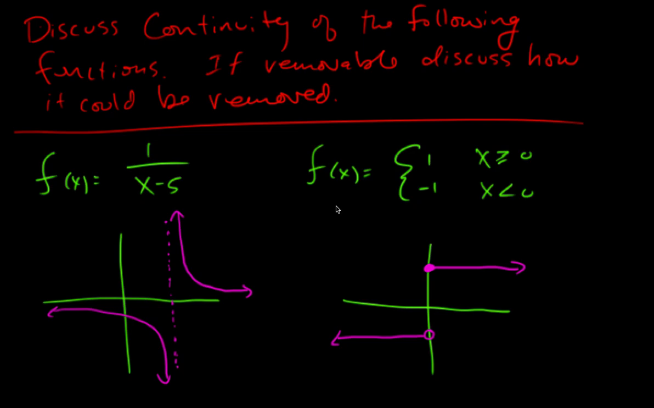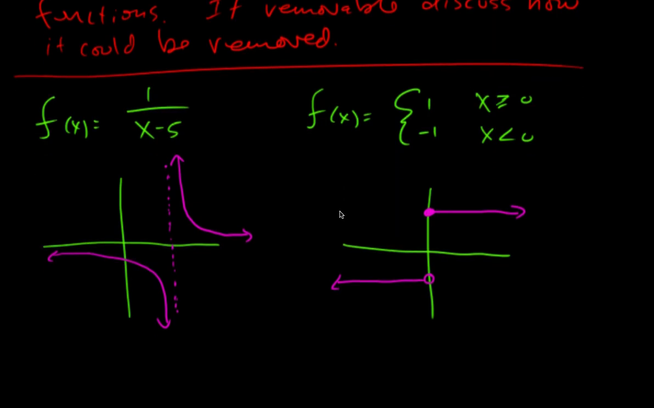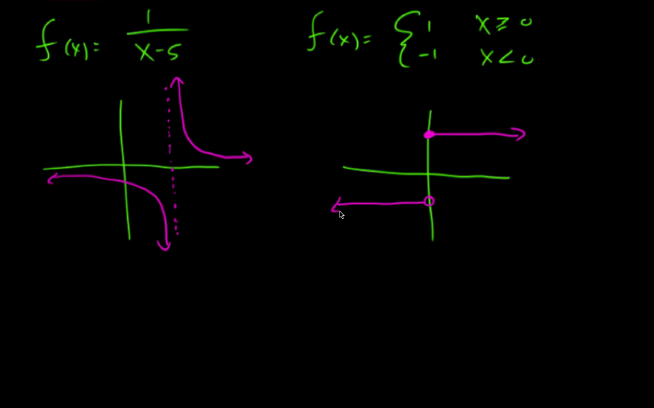So in this problem, we're going to discuss continuity of the following functions. If they're removable, we'll discuss how it could be removed. So on the first one, we have 1 over x minus 5. I've drawn the graph of that, this spot being x equals 5.